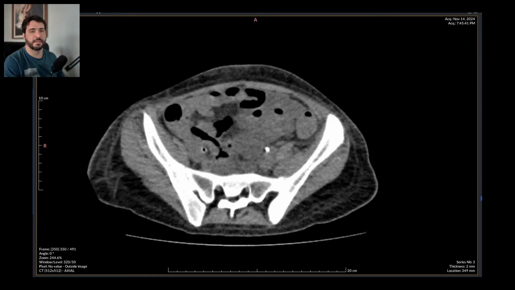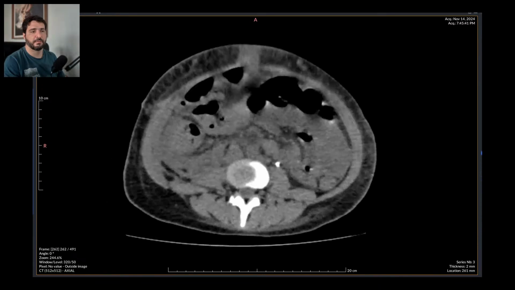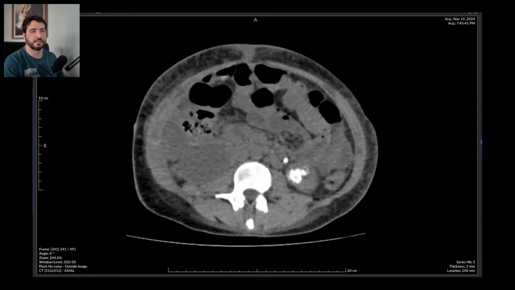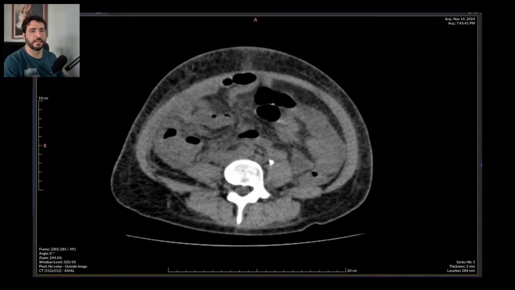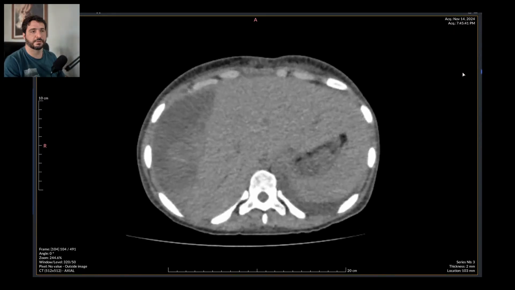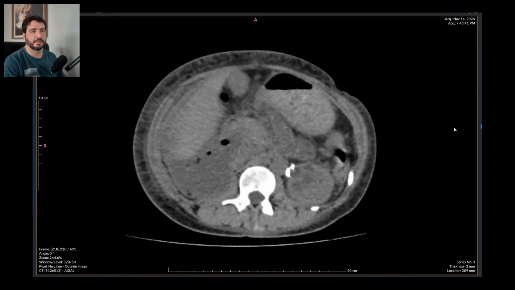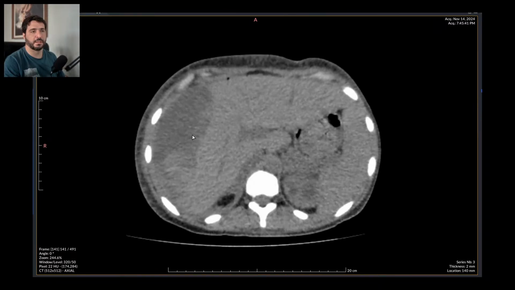At least the appendix is fine, right? We have at least a moderate ascites. You can see free fluid right there. This should have been a contrast enhanced scan for sure. I can't really tell if we have two collections, one liver collection.